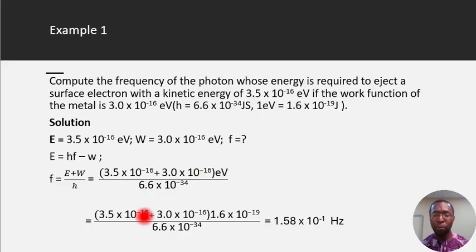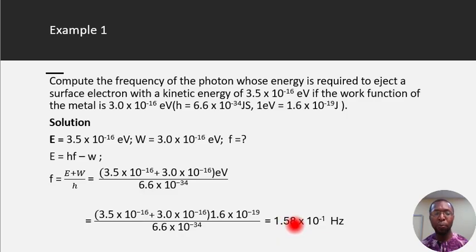Now going forward, we know that 1 electron volt is 1.6 times 10 to the power minus 19. Instead of having electron volt here, we substitute it with the value of 1.6 times 10 to the power minus 19, and this gave us this fraction. When you simplify this fraction with your calculator, you'll have the frequency, our F, to be 1.58 times 10 raised to the power minus 1 Hertz. So that's one way we can apply the equation we talked about.